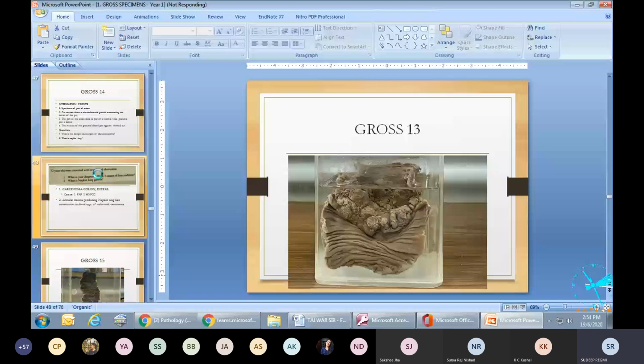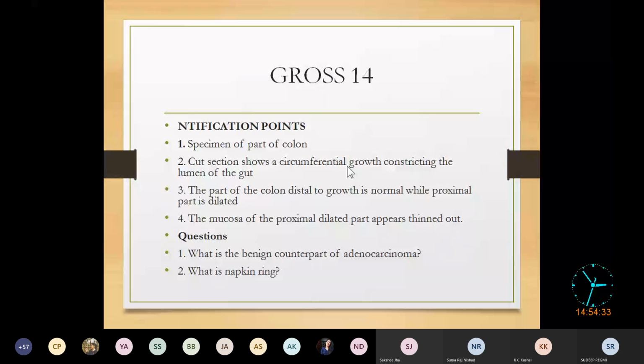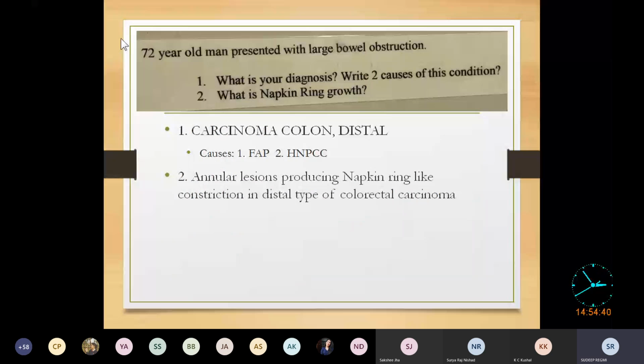We have talked about the identification points of the proximal type of colon carcinoma. A question might come like this: a 72 year old man presented with a large bowel obstruction. Whenever there is a large bowel obstruction, you should think of a distal type of carcinoma colon, and the obstruction is due to the napkin ring-like constriction of the part where there is the tumor in the distal part. So what is the diagnosis? Write the two causes of this condition, and what is napkin ring growth? So you have to write this.